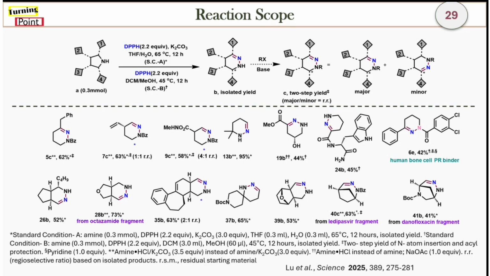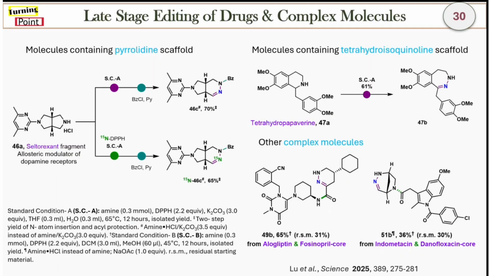So after the reaction scope, they have shown some applications for late stage editing of drugs and complex molecules. For that, first they have shown the example of this pyrrolidine containing drug, which is sultopride, a allosteric modulator of dopamine receptor. In this case, when they applied their standard condition, they were able to get this nitrogen atom inserted product. And another example they have shown is this tetrahydroisoquinoline scaffold containing natural product. In this case also their method is applicable and they got this nitrogen atom inserted product.